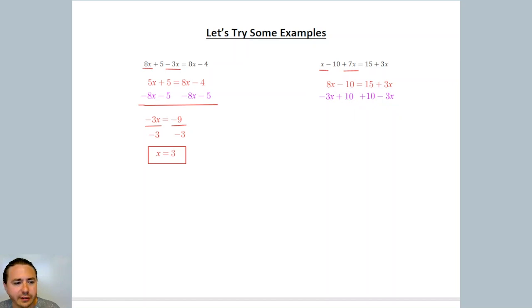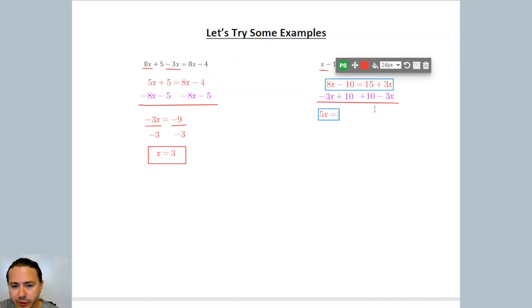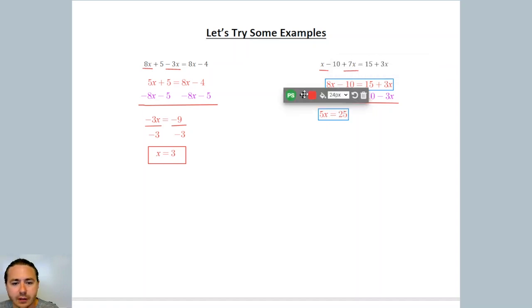Okay, so now let's combine our like terms. Combine these columns. 8x minus 3x is going to be 5x. Negative 10 plus 10 is going to be 0, which is what we wanted to happen. We wanted to get rid of the constants on the left-hand side, and just like we want to get rid of the linear terms on the right-hand side. So these linear terms over here will cancel out. We get 15 plus 10 is going to be 25. Here, we'll divide both sides by 5.